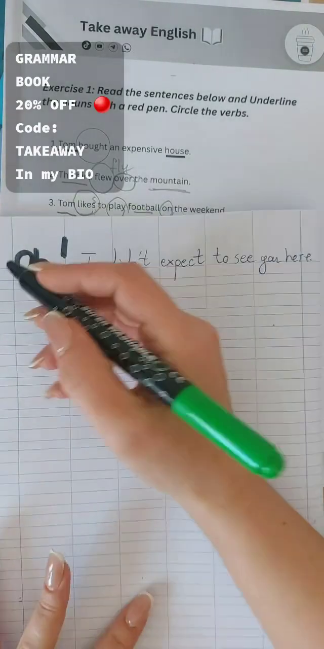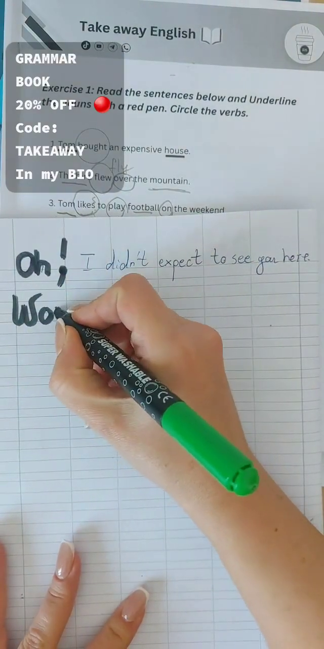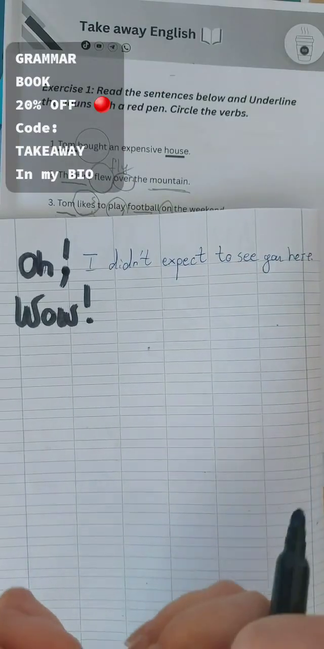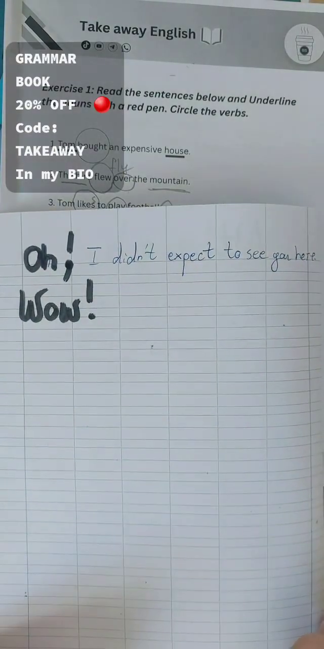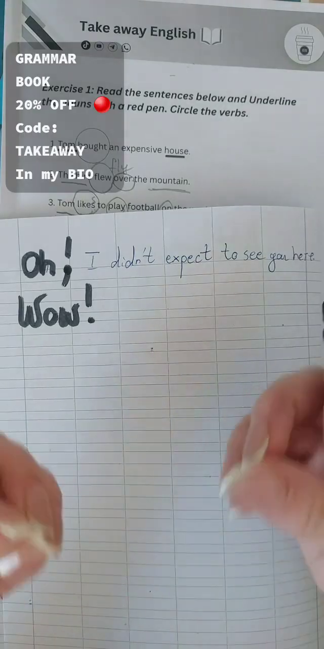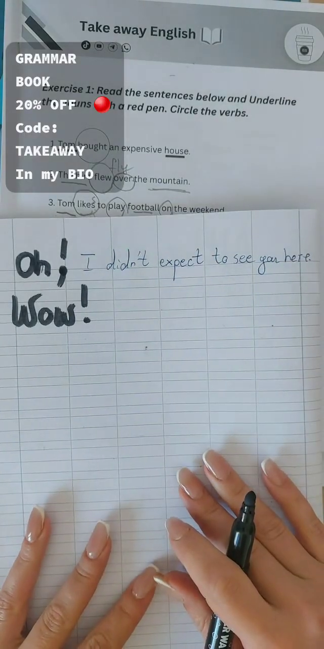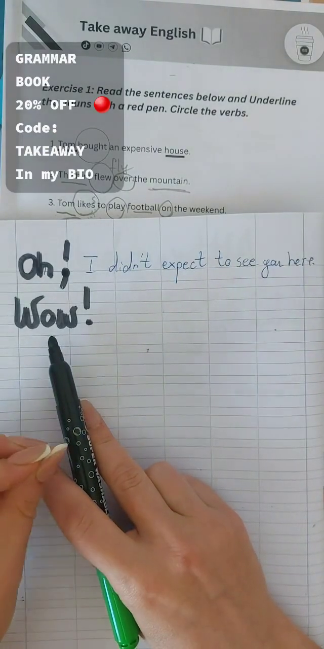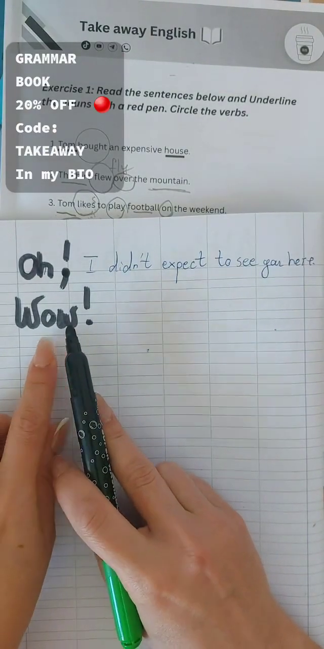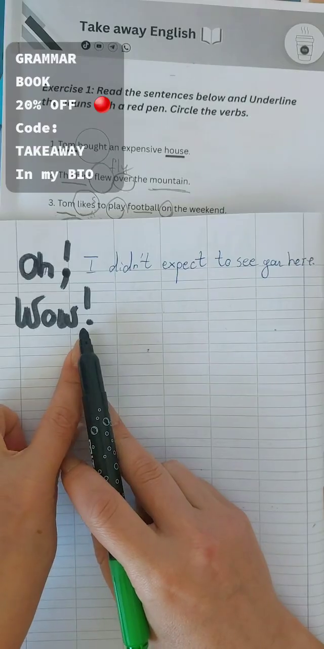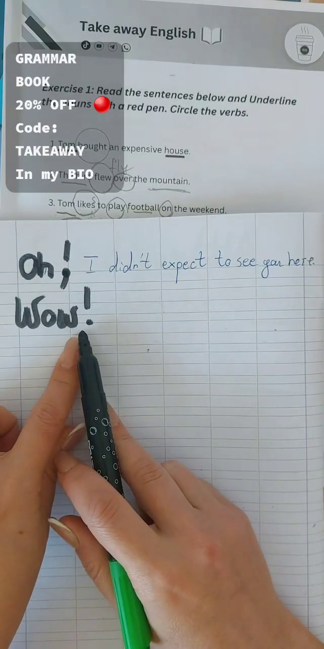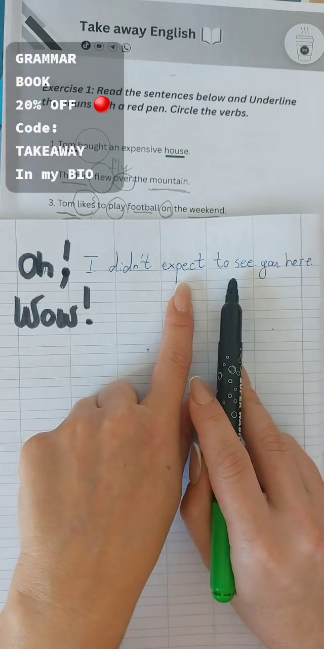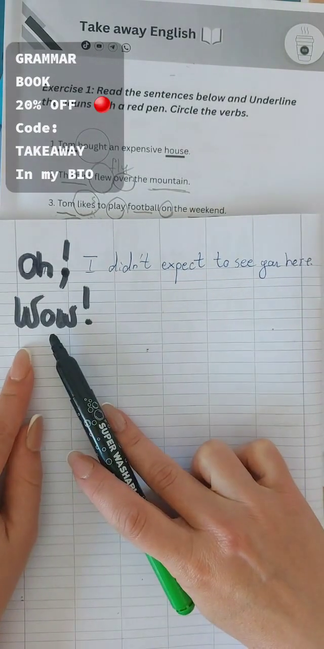Or maybe, wow, with exclamation mark. Wow, your drawing is amazing. Or wow, you look beautiful. And of course, you can see that interjections often stand alone. They don't belong to the sentence. They stand alone.